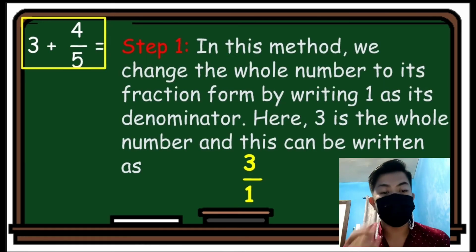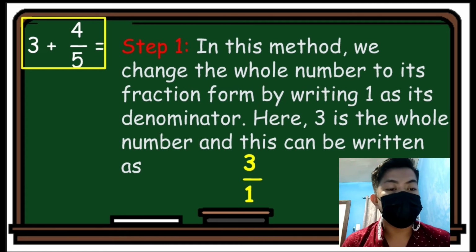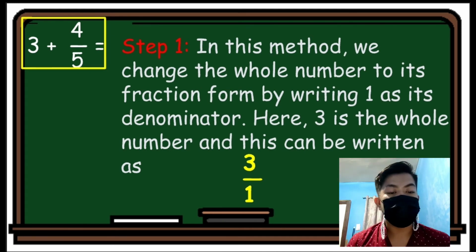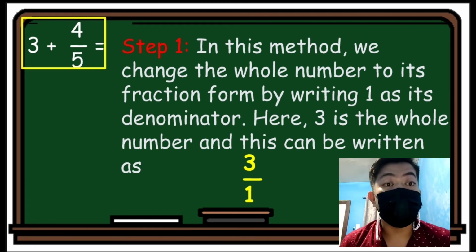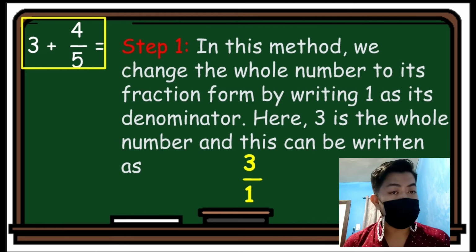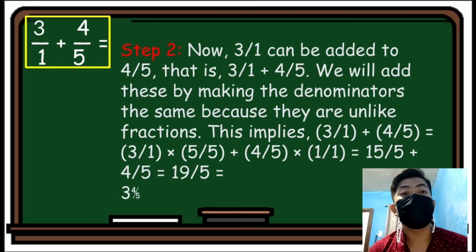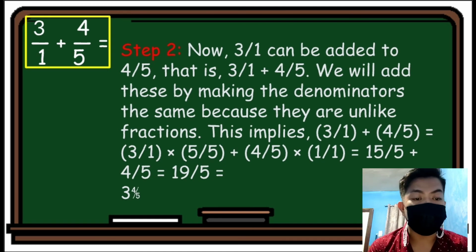Adding fractions with whole numbers. So we have here 3 plus 4 over 5. Since we have 3 plus 4 over 5, the first step that we are going to do, in this method, step 1, is to change the whole number to its fraction form by writing 1 as its denominator. Here, 3 is the whole number, and this can be written as 3 over 1. Step 2. So we have now 3 over 1 plus 4 over 5.